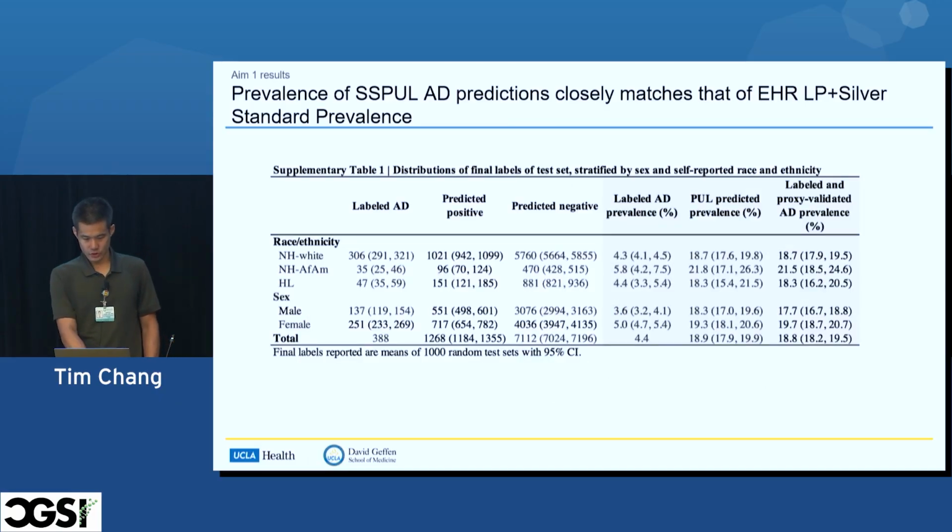So this is to show what the numbers look like, essentially similar to the prior table. If you look on the right side in the gray, these are the percentages of our labeled positives, and our PUL predicted prevalence is this 18 to 20% here. Then if we add the labeled positives with the silver standards, that also reaches a similar number. So this was by design; it's not by chance.